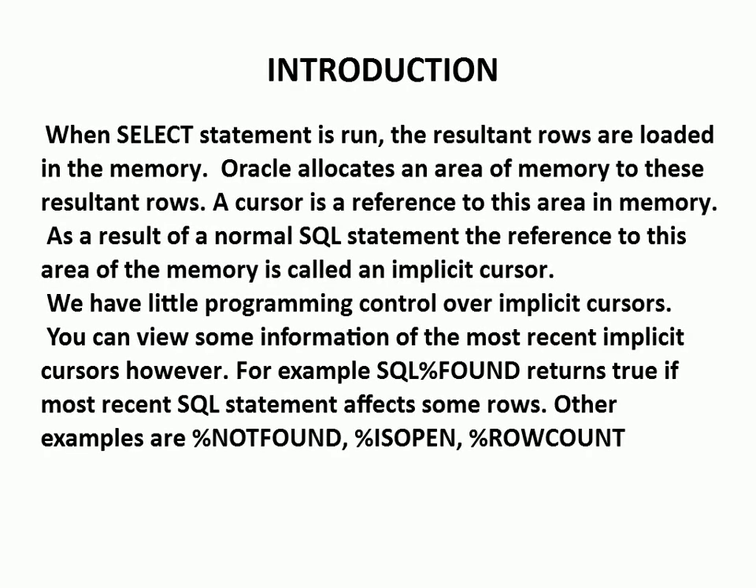When a select statement is run, the resultant rows are loaded in the memory. Oracle allocates an area of memory to these resultant rows. A cursor is a reference to this area in memory. As a result of a normal SQL statement, the reference to the resultant rows, or the area of that memory, is called an implicit cursor.